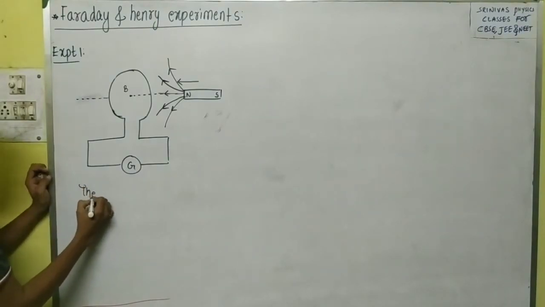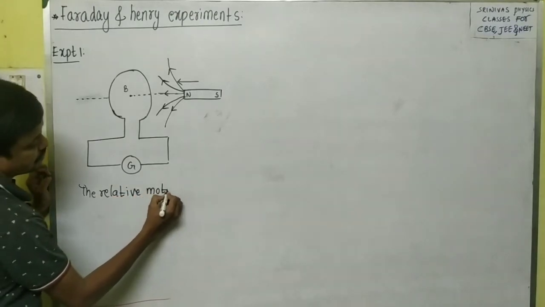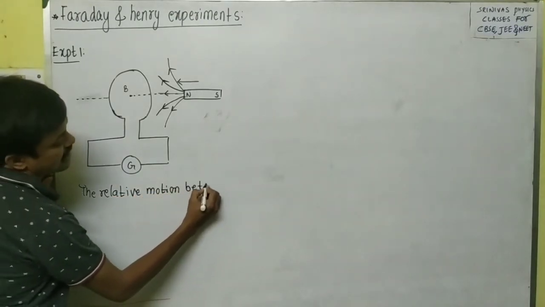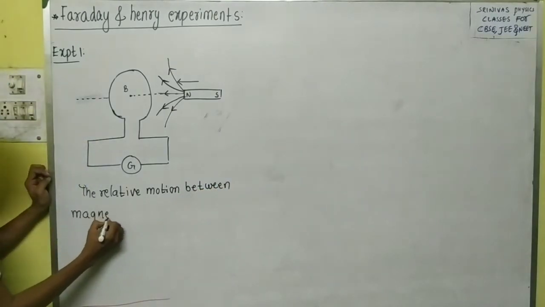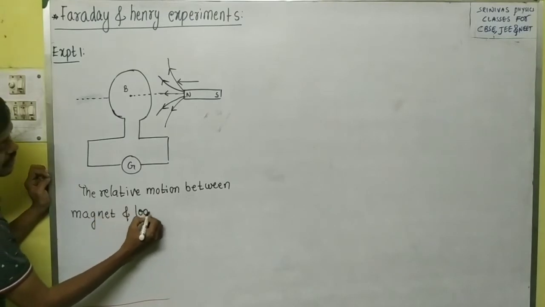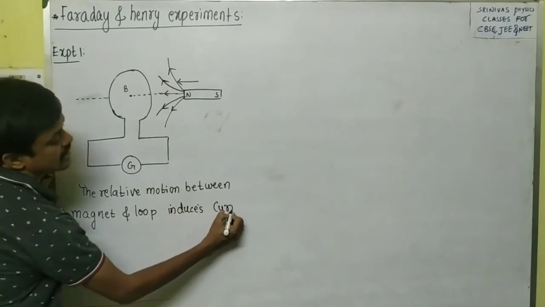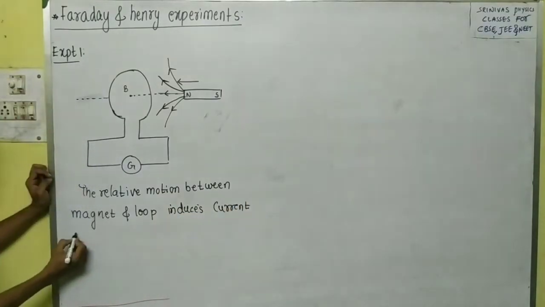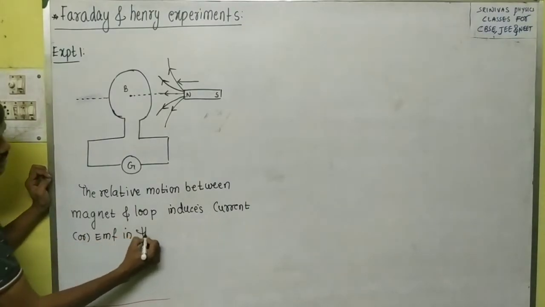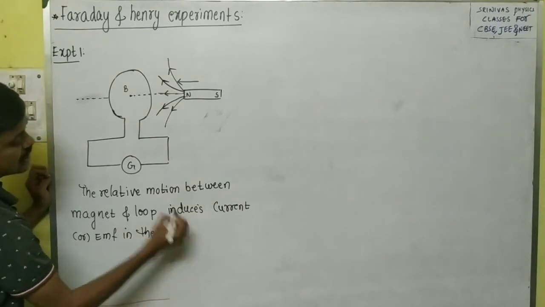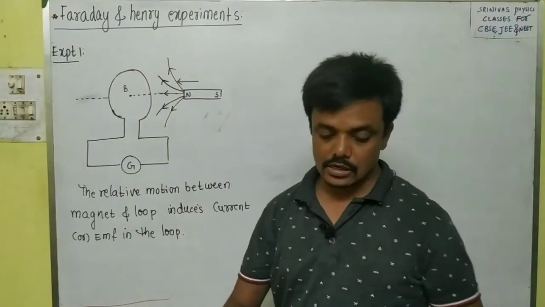The relative motion between magnet and loop induces current or EMF in the loop, right? Okay, this is the conclusion. This is experiment 1, and they did some other experiments also, right?